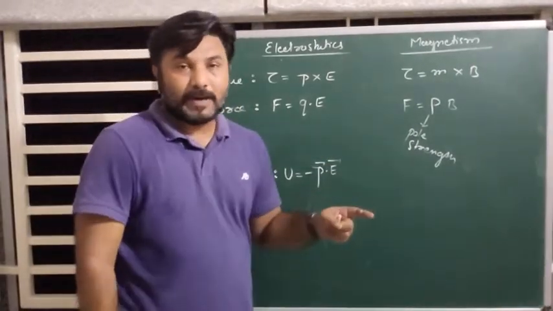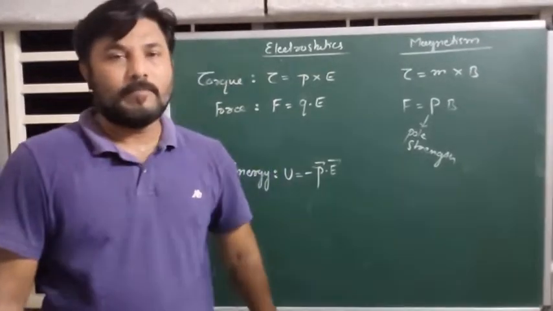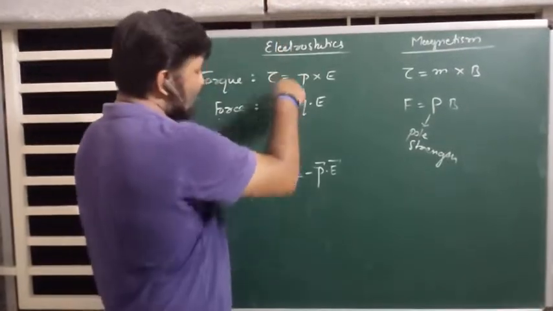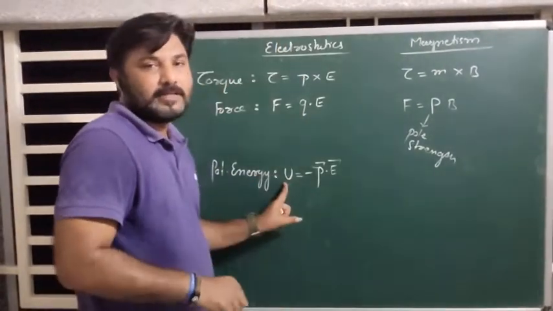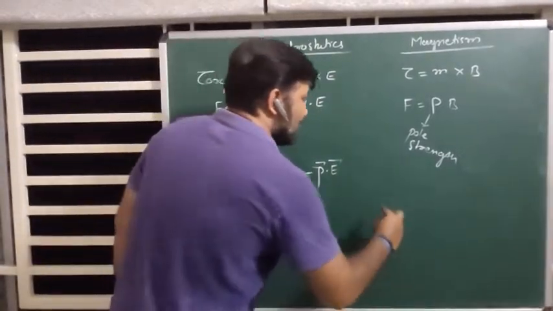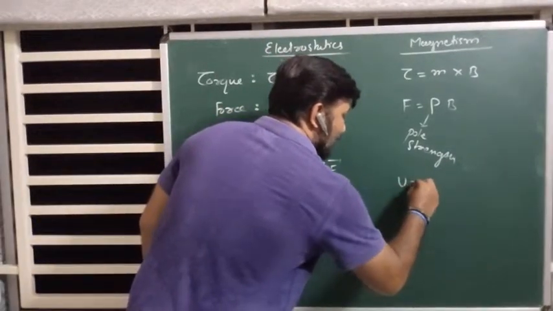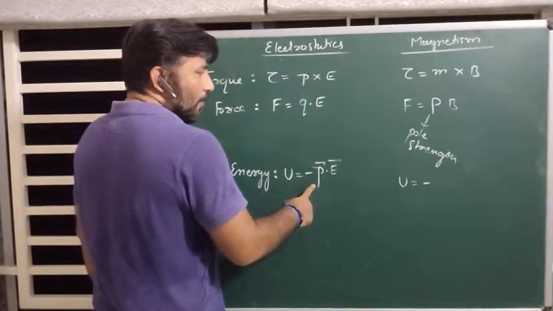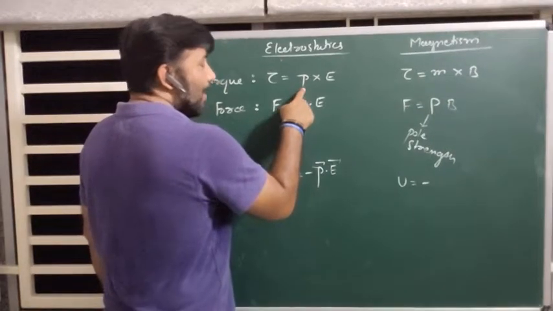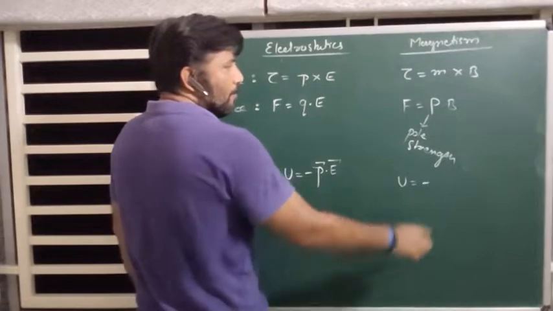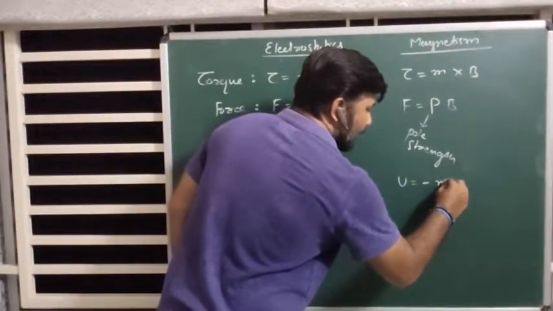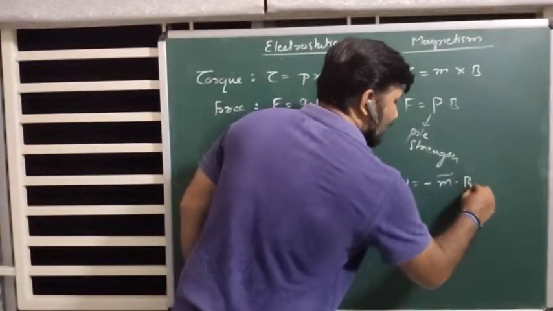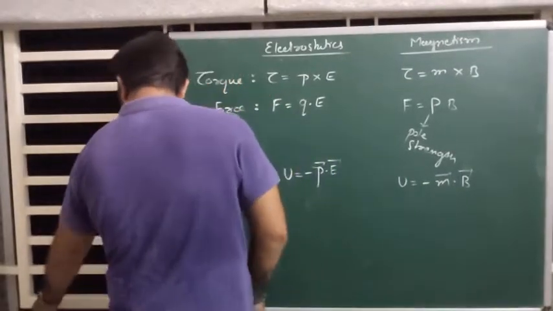Okay? This thing we obtained in chapter number 1 in our school. This is for electrostatics, so it is electric potential energy. But in magnetism, there is magnetic potential energy and it is given by U is equal to minus, as it is. What is p? p is the electric dipole moment, but here the magnetic dipole moment is M, that is M dot, instead of E, let us take magnetic field B.